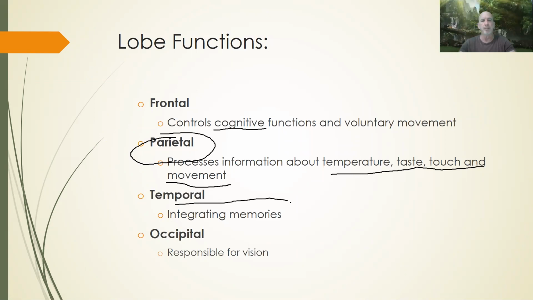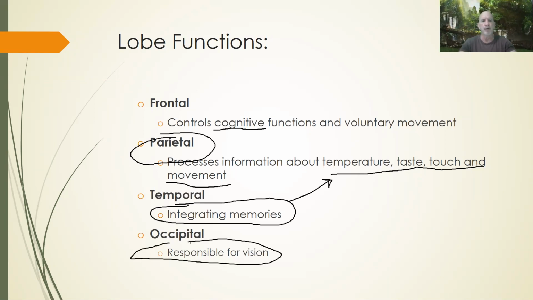The temporal has most of your memories, and it helps integrate the memories into temperature, taste, touch. In other words, you touch something hot and your temporal lobe will say, oh, last time you touched that, you got burned. Oh, okay, I better not touch that. So these two kind of work together. And occipital, one of the primary functions there is vision. People will get bonked on the back of the noggin. They'll see their vision go tunnel vision or just kind of disappear temporarily.